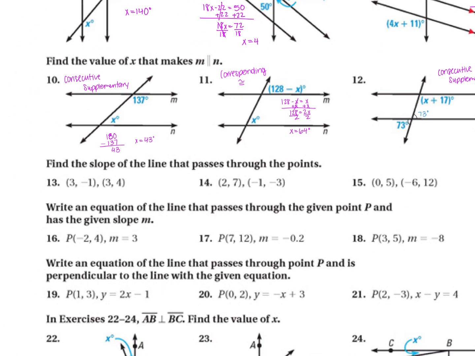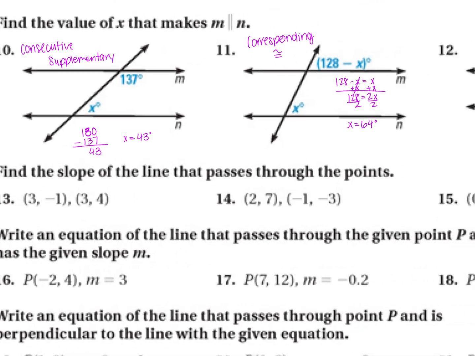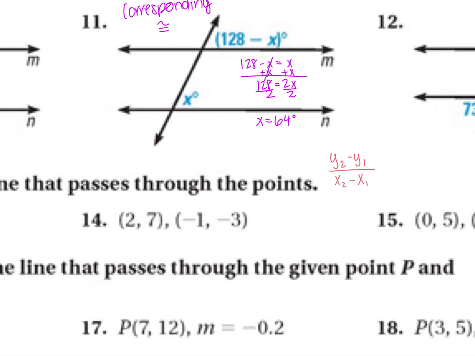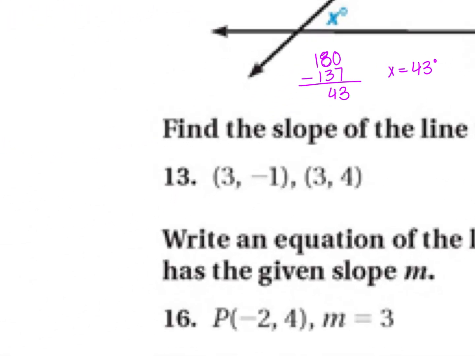Okay. All right, find the slope of the line that passes through the point. So you need to know your slope formula. So I'm going to go ahead and write it here. y2 minus y1 over x2 minus x1. So going ahead and doing 13. If you're looking at this one and you kind of know the answer, that's fine. You didn't necessarily have to work it out.